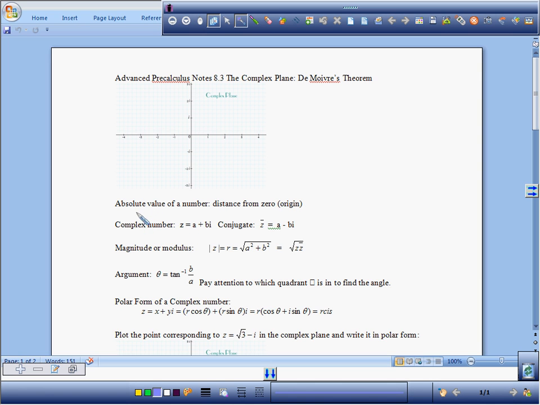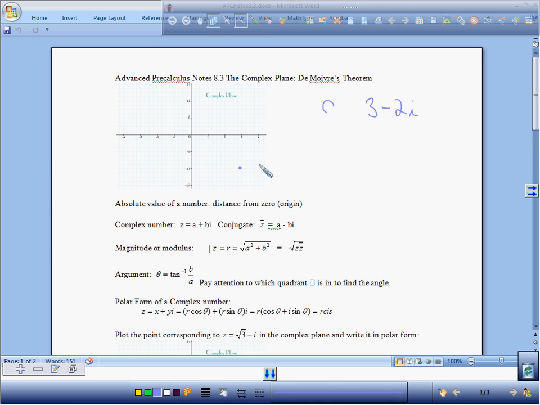If I were going to graph a point in the complex plane, say you have a number like 3 minus 2i. To graph that point, it's just like this is x and this is y. So I would go over 3 in the x direction and down 2 in the i direction. And that's how you graph that point.